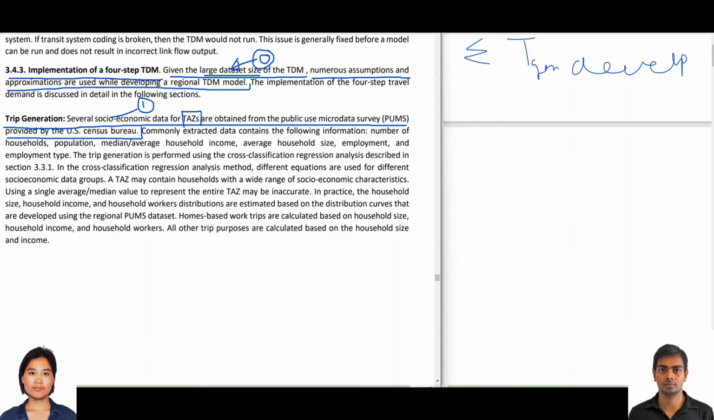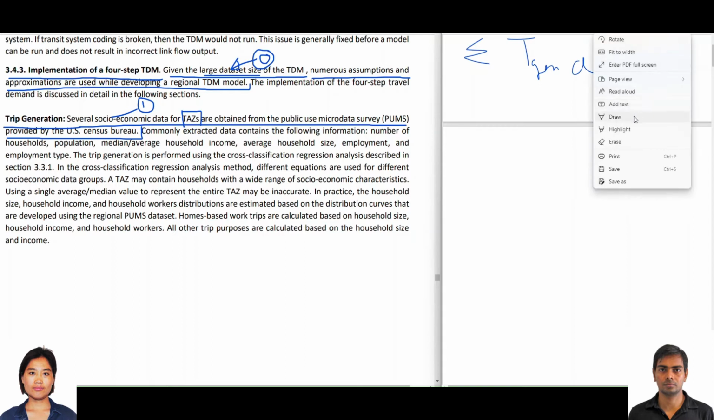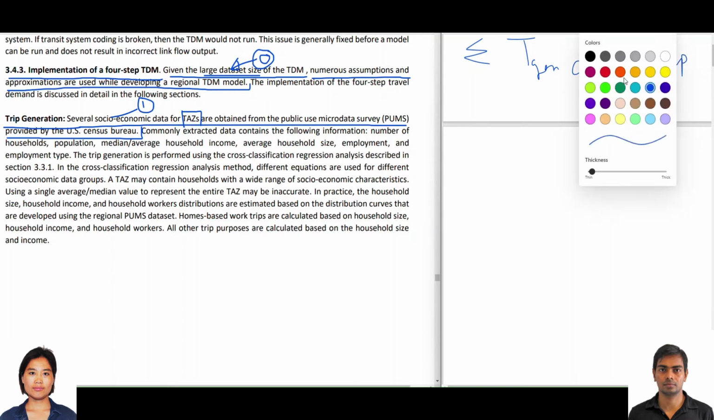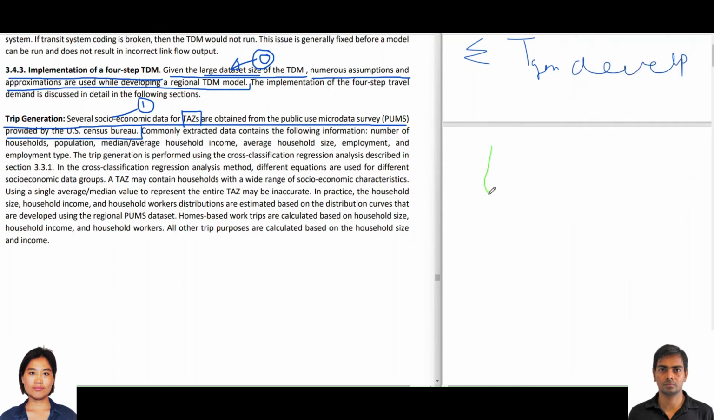So I have been discussing in the previous video that, let me draw with a different color, usually the TAZ boundaries are same as census tracts. So this is my TAZ, and usually this is also the census tracts. One big reason to set the TAZ boundaries same as census tracts is to take the census tract data, which is already collected by US Census Bureau, and directly call it the TAZ attributes.